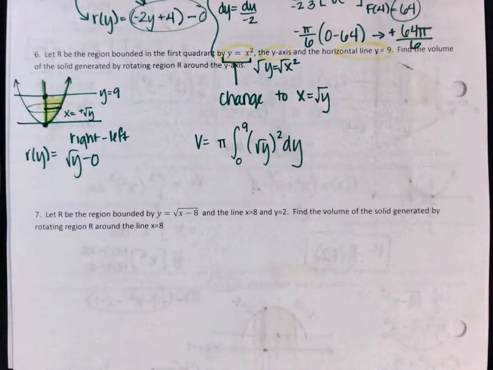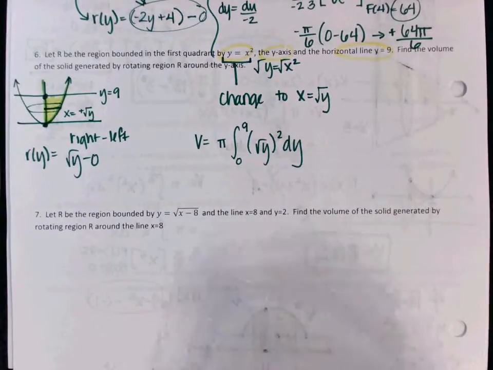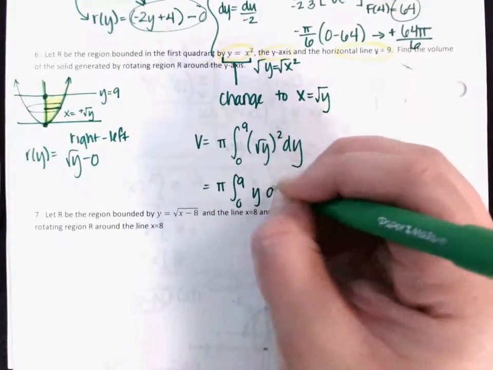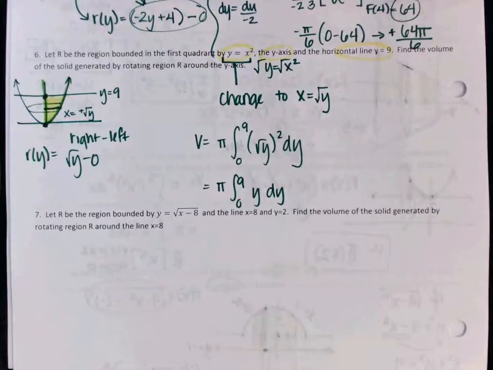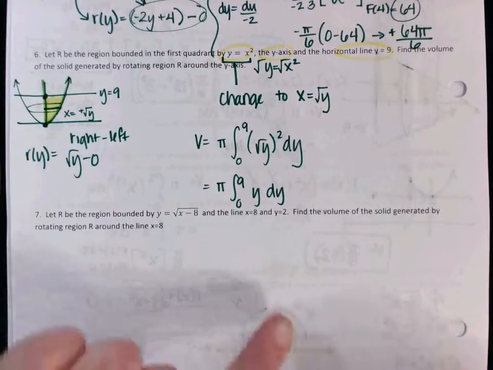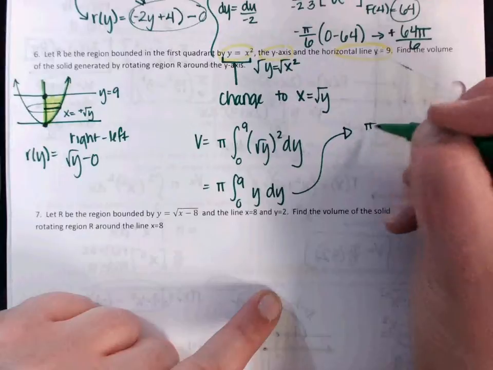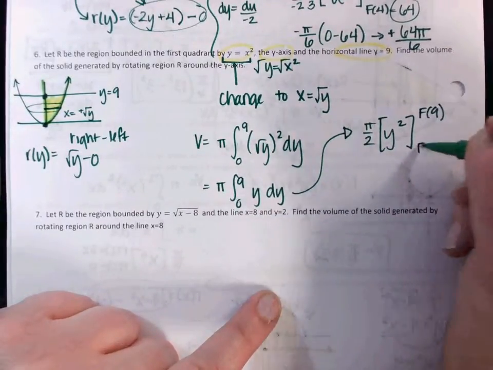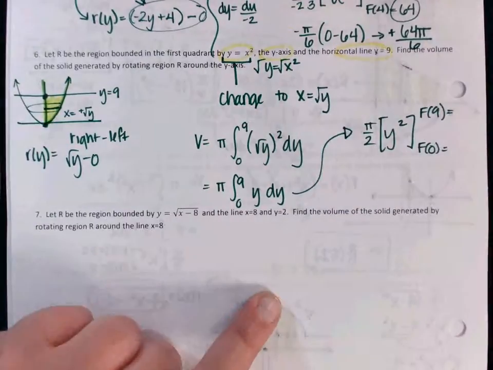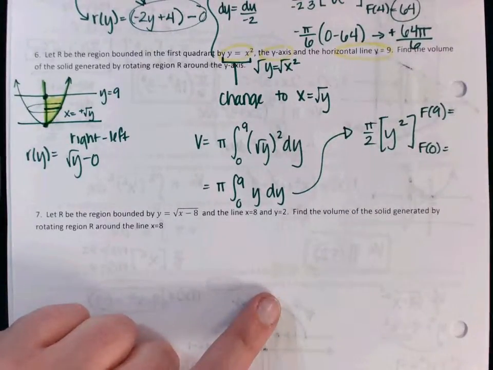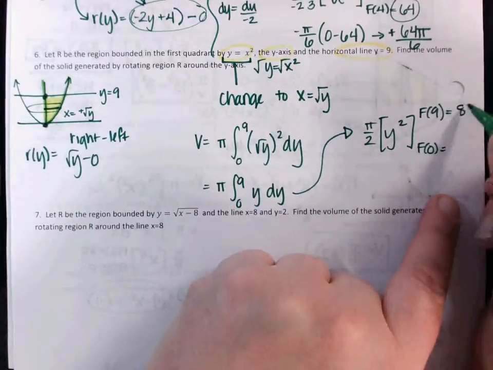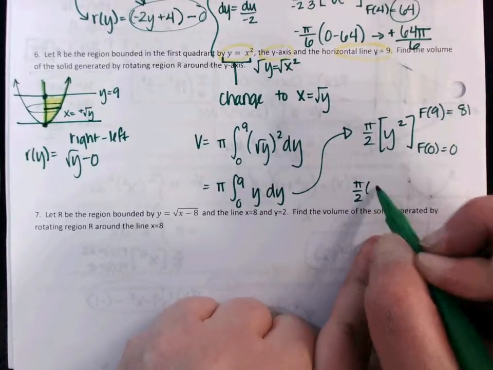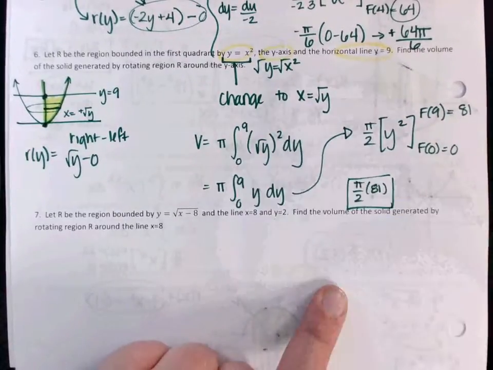Now on that one, if it's square root squared, what is that really the same as? Really, that's just a normal y in the middle. And then you would do the antiderivative of that. What is the antiderivative of y? Okay, so pi halves y squared, plugging in 9 and 0. 9 squared comes out to be 81. 0 squared comes out to be 0. So your final answer would have been pi halves times 81.